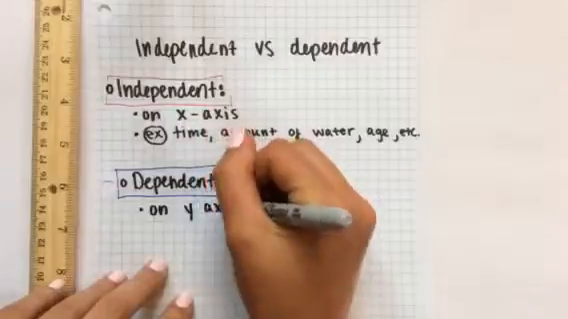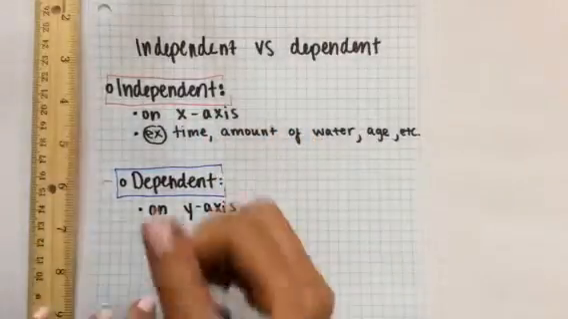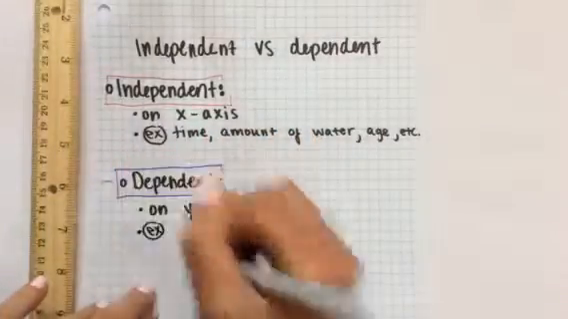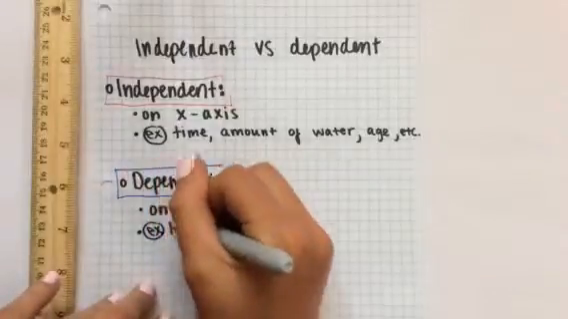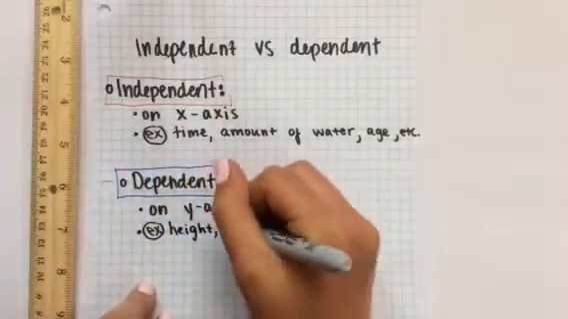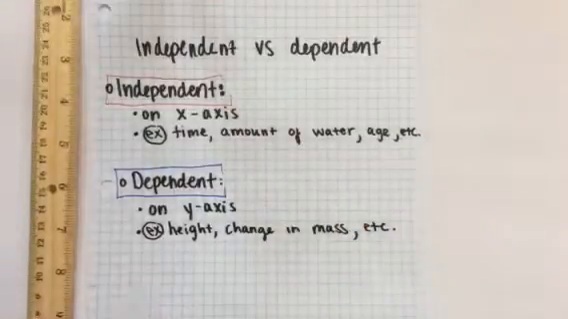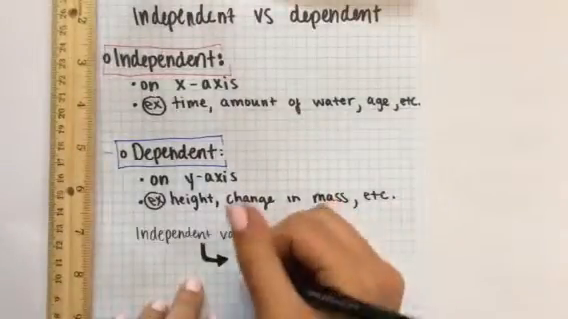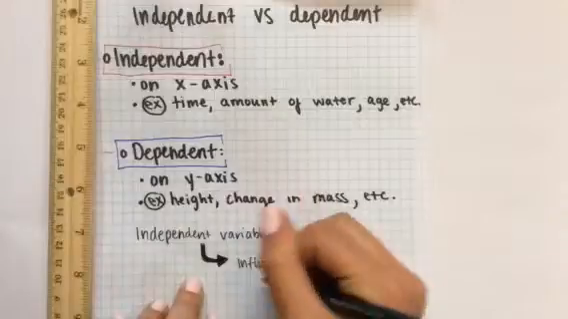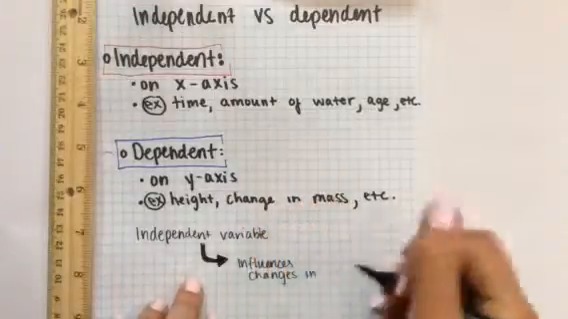Dependent variables are found on the y-axis. Examples include height, change in mass, or any variable that you are testing. Independent variables influence changes in dependent variables.